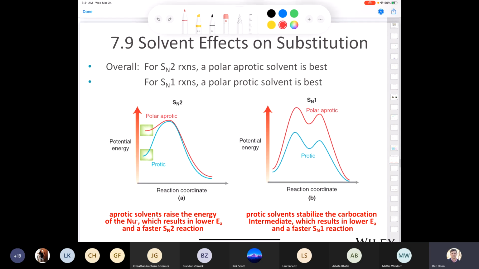Okay. So if you're confused about polar, aprotic, all these different solvents, Mr. Dion, wow, this is crazy.